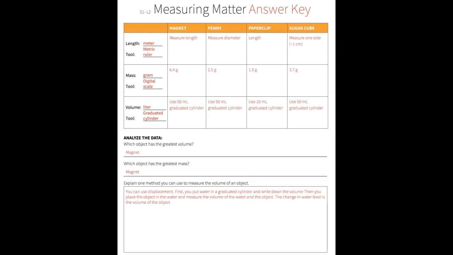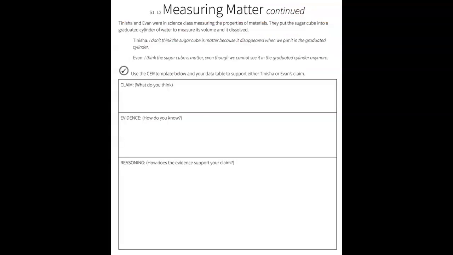In the teacher pages, you'll find some suggestions on what students can measure. For example, for the penny, they can measure the length of the diameter instead of measuring the height of the penny, which would be difficult for them to determine. After analyzing their data, students should complete the claim evidence reasoning found on the second part of measuring matter.